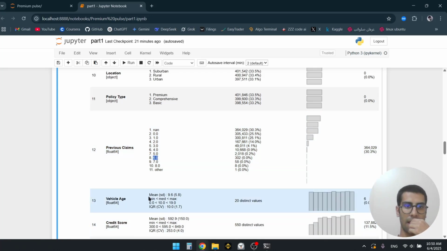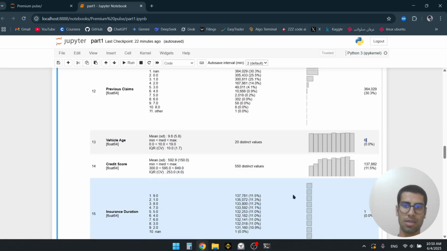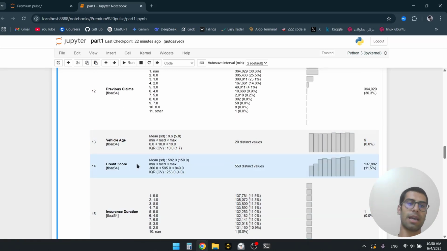Vehicle's age, minimum value is 0. Maybe they bought it this year, and it's pretty brand new. And the maximum is 20. It's almost a perfectly uniform distribution. We have 6 missing values. We can fill them with the mode or the median, and there's no real difference in relation to the whole data set. 6 values is about 0 actually, as stated.